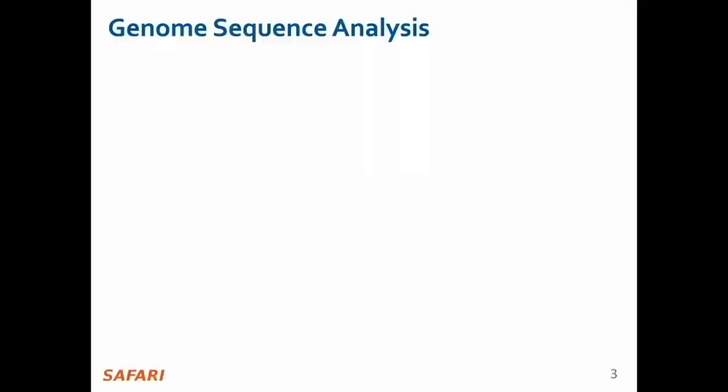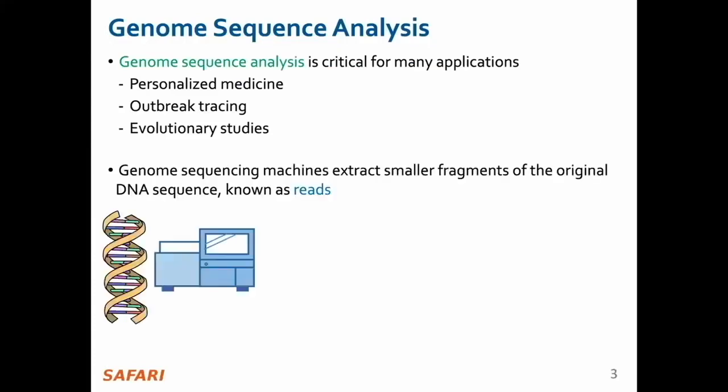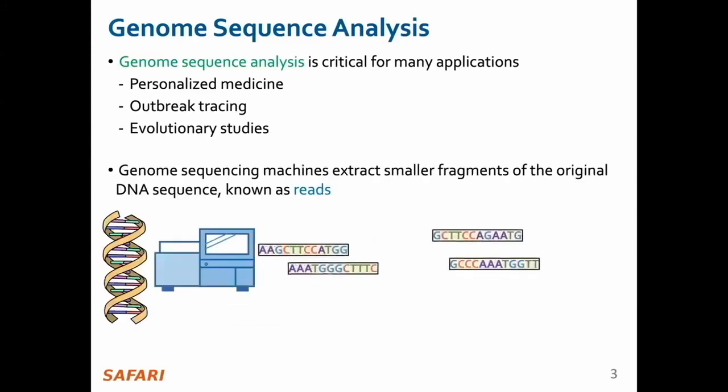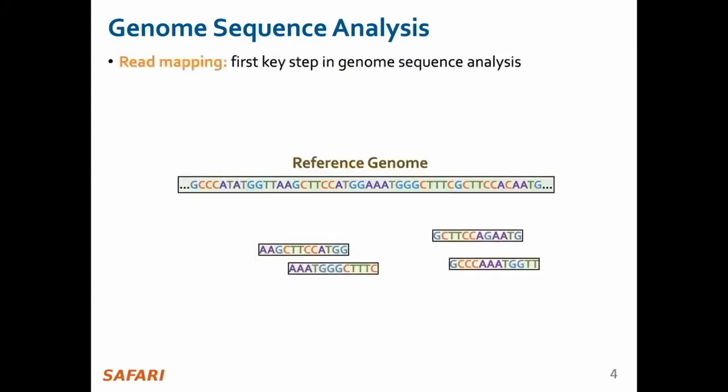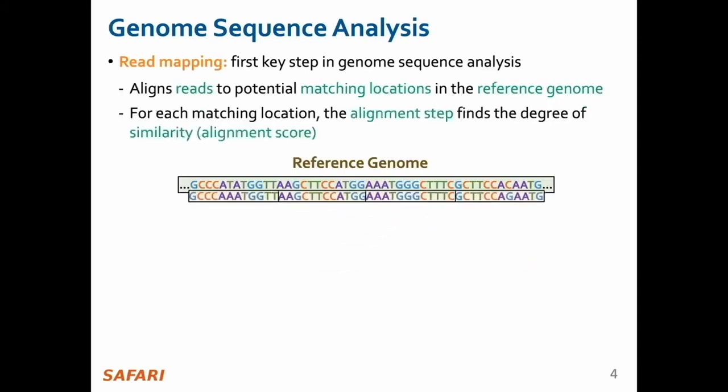Genome sequence analysis, as you by now know, is critical for many applications such as personalized medicine, outbreak tracing, and evolutionary studies. Genome sequencing machines extract smaller fragments of the original DNA sequence, known as reads. And as you know, read mapping is the first key step in many genome sequence analysis applications that aligns reads to potential matching locations in the reference genome. For each matching location, using the alignment step, it finds the degree of similarity, or the alignment score, between the reads and the reference genome.